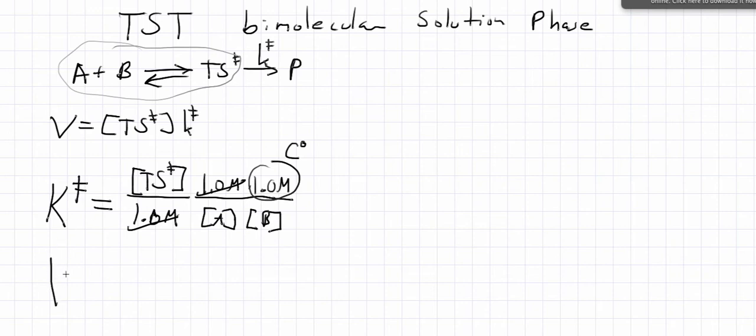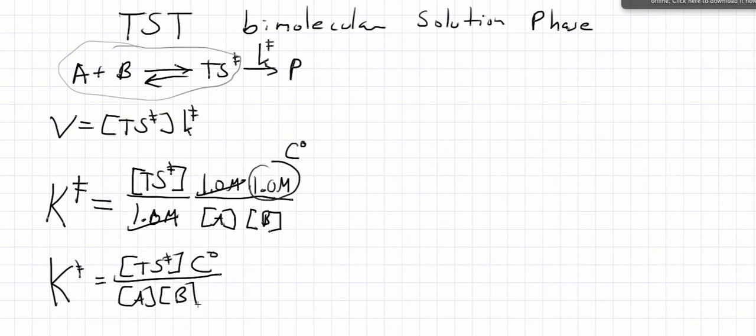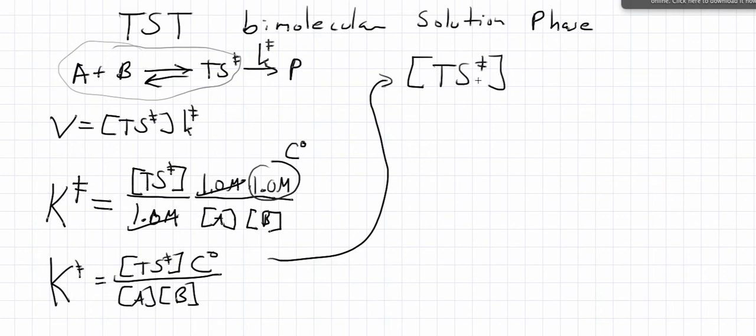All right, so we've got K double dagger is equal to transition state concentration times the standard concentration all over A times B. So if we were working in dilute aqueous solution, then the standard concentration is 1 molal, but if we're working in dilute aqueous solution, we always approximate that with molarity. Okay, so we can solve this for concentration of transition state. So concentration of transition state is going to be that equilibrium constant times A times B divided by the standard concentration.